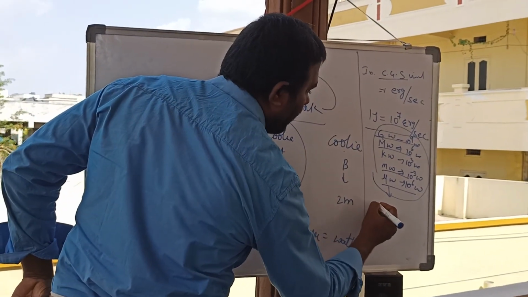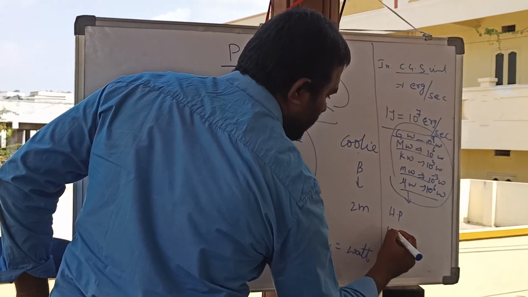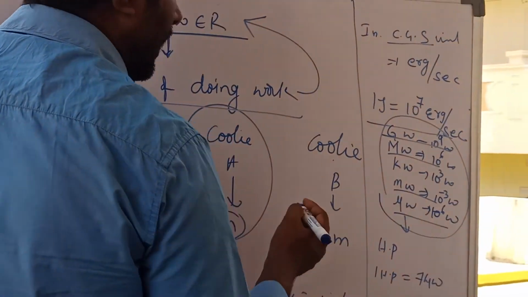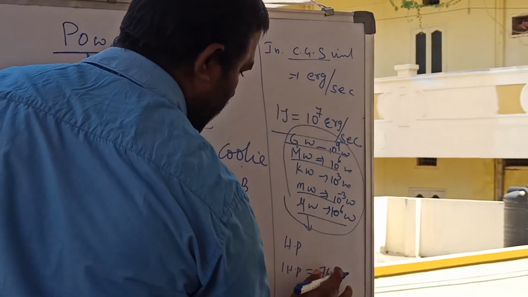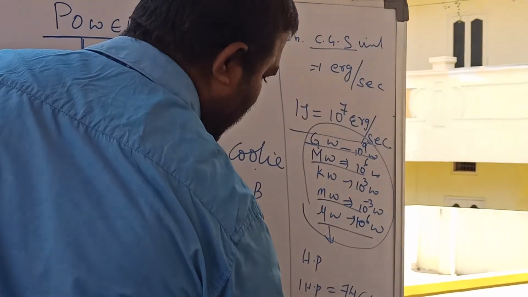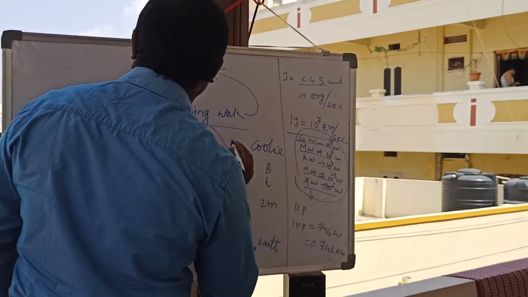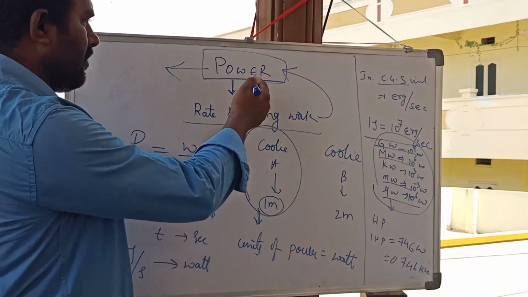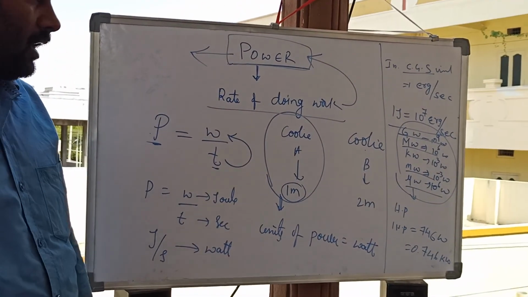And we have horsepower. 1 horsepower is equal to 746 watts. It can also be 0.746 kilowatts. This power is also used in electricity. When the electricity chapter comes, we will learn about power and how we are going to define it.